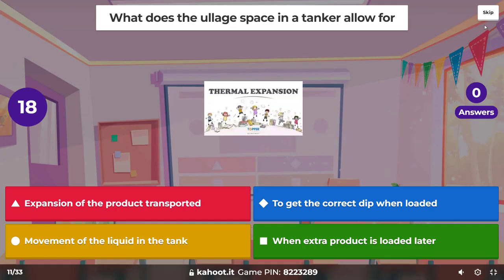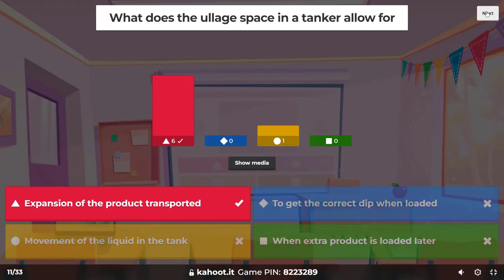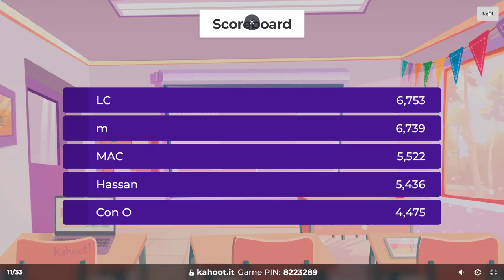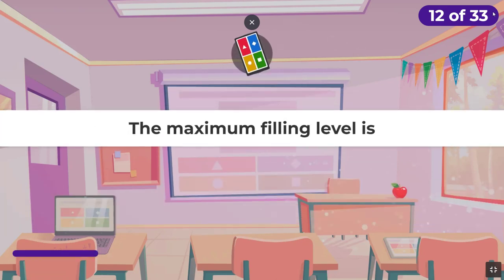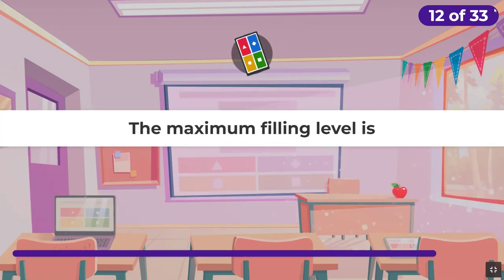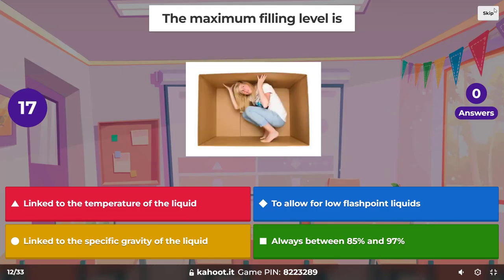Ullage space in a tanker. What does it allow for? Ullage. Movement is the last thing you want, isn't it? Maximum filling level.